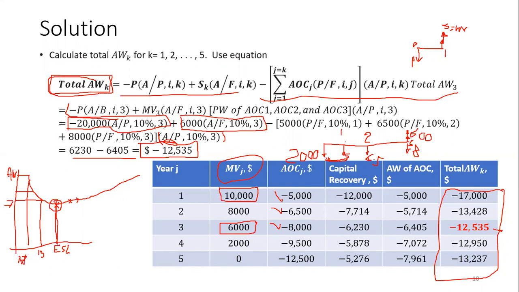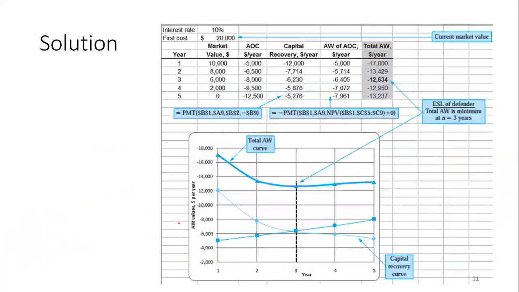This is first year and this is second year. 17 and this is 13. Then it decreases to 12, then increased again to 1290, then start to increase again. So the economic service life is 3, which gives the lowest annual cost. Okay, and this is the solution through the Excel sheet.